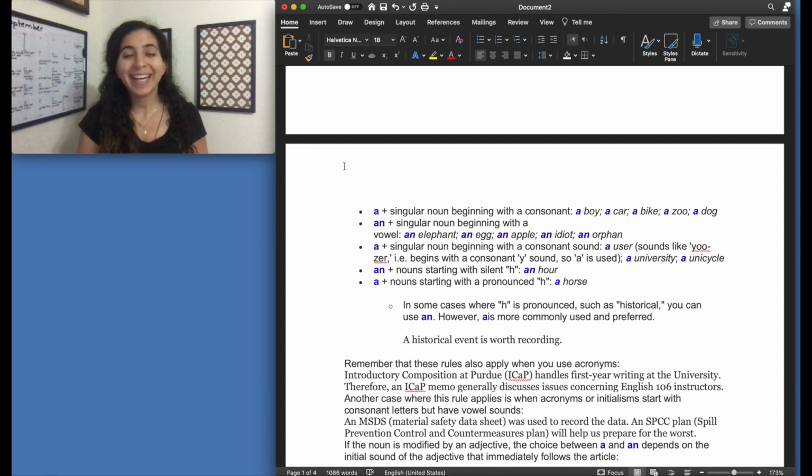So A is only used with singular nouns that begin with a consonant. So for example, a boy, a car, a bike, a zoo, a dog. And so basically all the letters that are not vowels. An is used with singular nouns that begin with a vowel. Like we said earlier, an elephant, an egg, an apple, an idiot, an orphan.